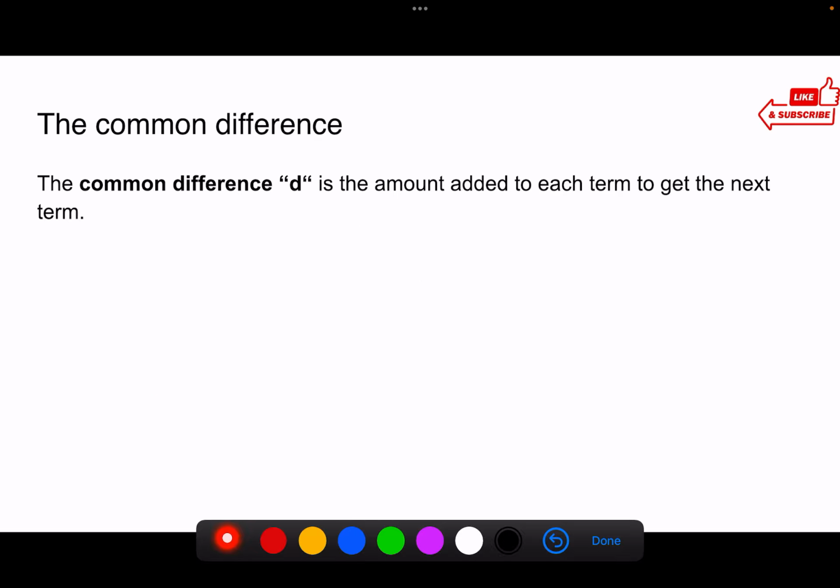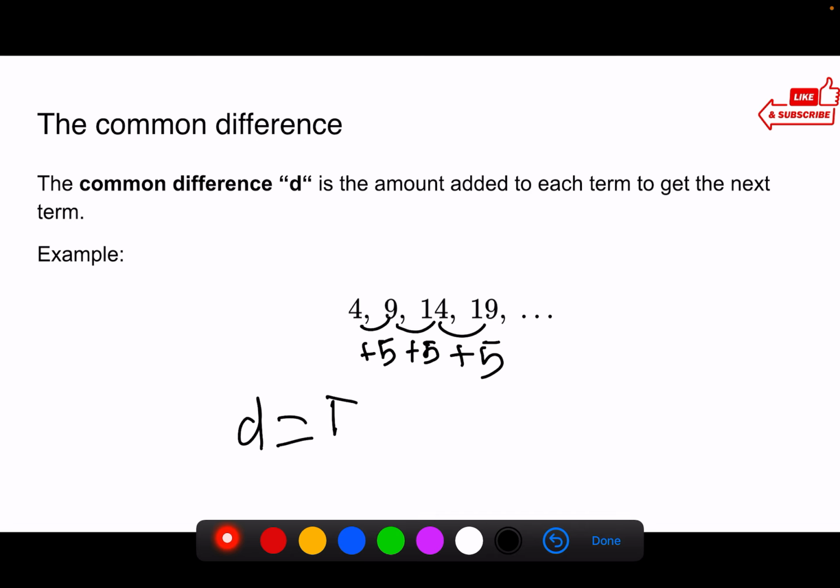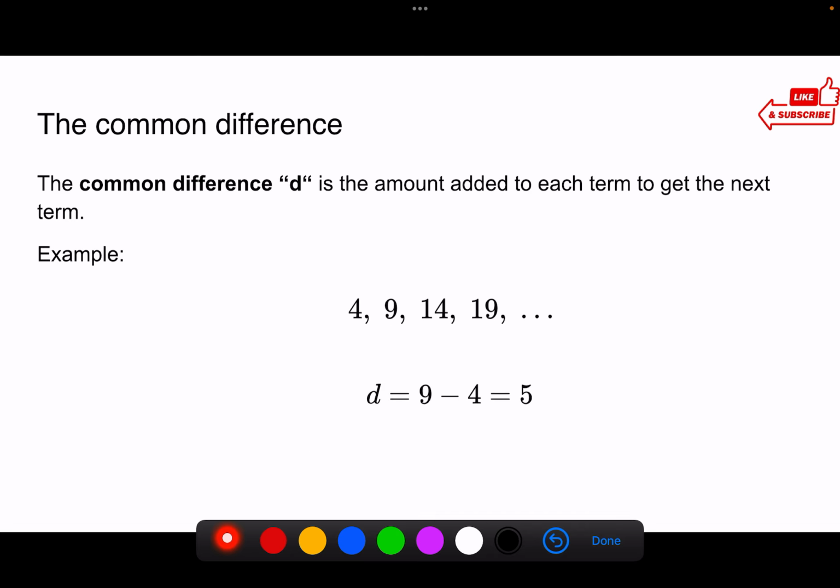The common difference. The common difference d is the amount added to each term to get the next term. So in this sequence, the common difference, the difference between consecutive terms, 4 and 9 is 5. Between 9 and 14, it is also 5. And between 14 and 19, it is 5. So this tells us that the common difference, d, is equal to 5. This is what is shown here.